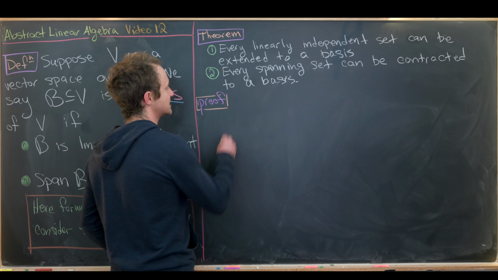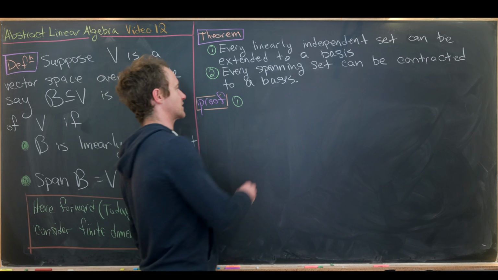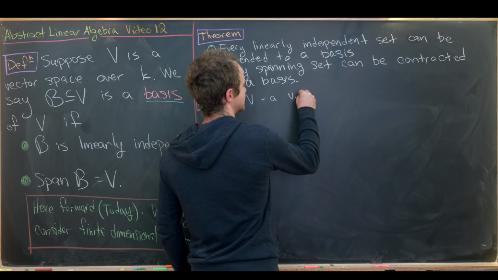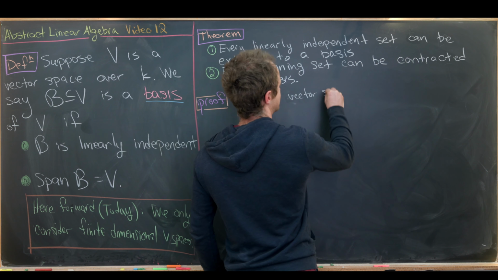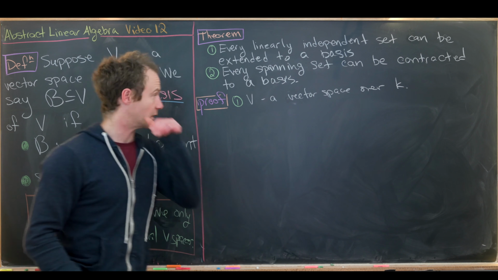Okay, so let's look at this first statement, and let's really see what this means first. So let's say here we have V is a vector space over our field K that we're working with.